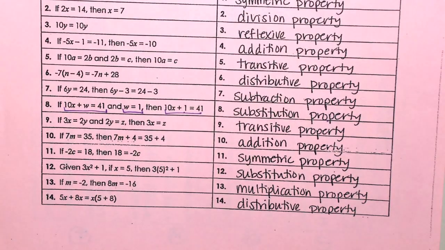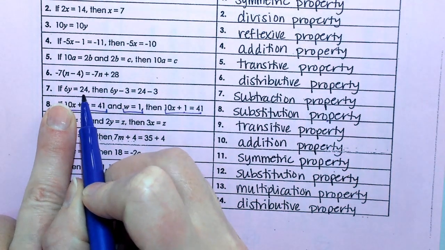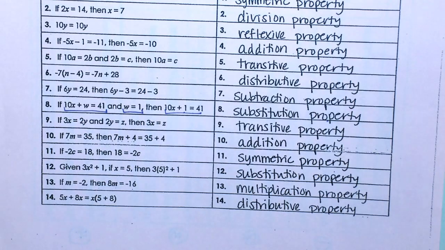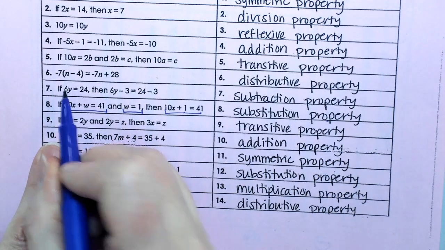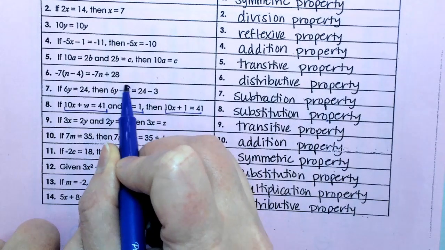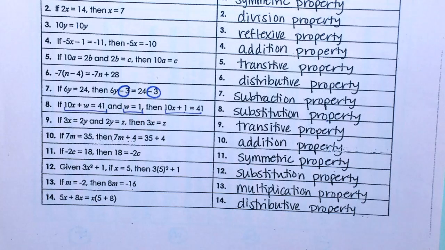All right, let's take a look at 7. So for this one, it started out as 6y equals 24. I can see that it's longer now, so they did some sort of operation. So I would just want to see, what did they do to the 6y? Well, they're taking away 3. What did they do to the 24? They took away 3. Since they're subtracting the same amount from both sides, it would be the subtraction property. They kept it equal by doing the same operation. What are some other ones you want to hear a little bit more about?